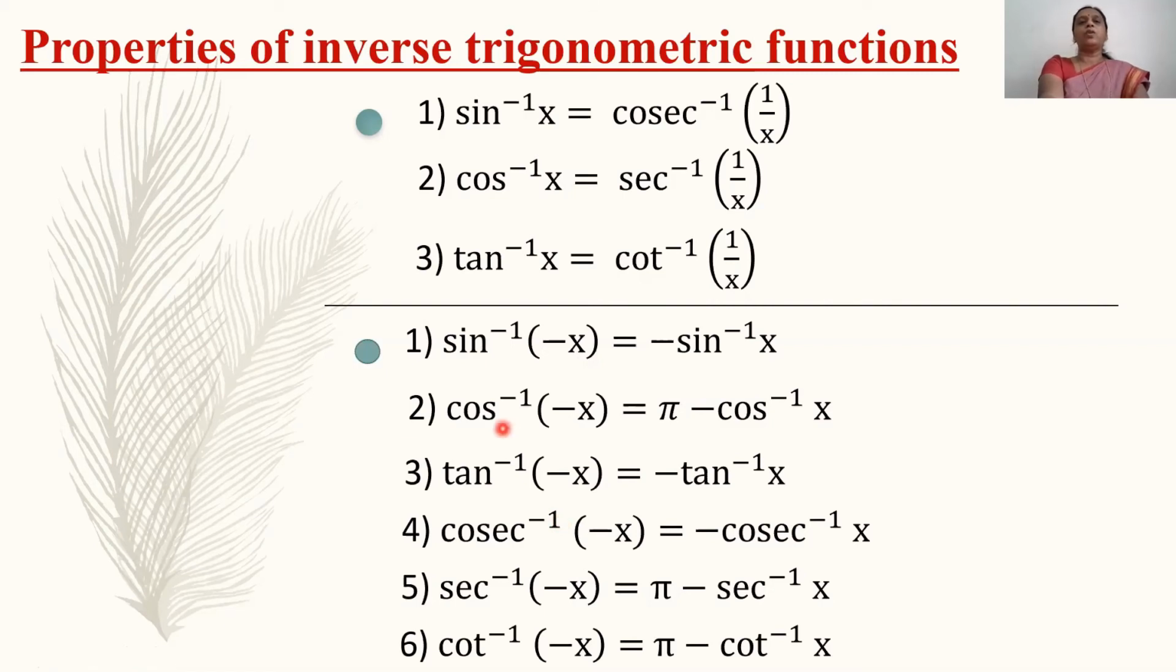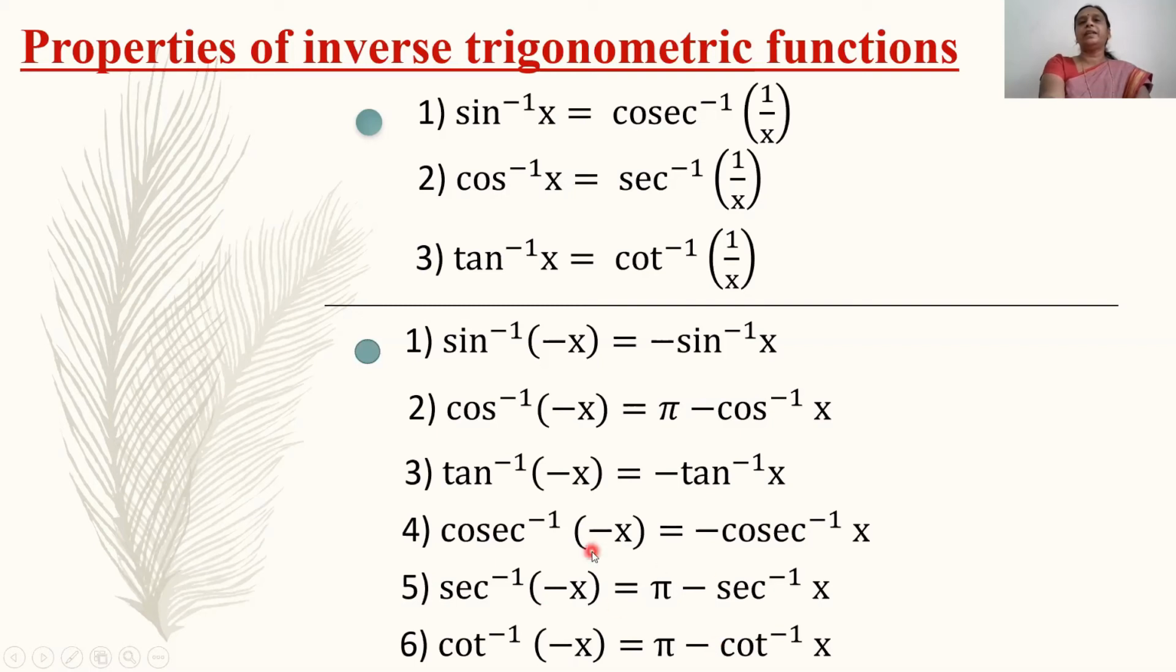And what happens for cos, sec and cot? There comes pi. If there is cos inverse minus x, on the right hand side comes pi minus cos inverse x. That is, the minus sign comes outside, but it comes with pi. That is pi minus cos inverse x. Similarly for sec and cot, sec inverse minus x is equal to pi minus sec inverse x, and cot inverse minus x will be pi minus cot inverse x.